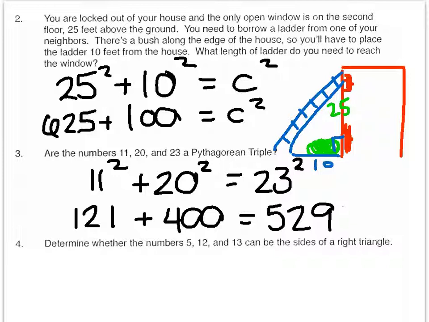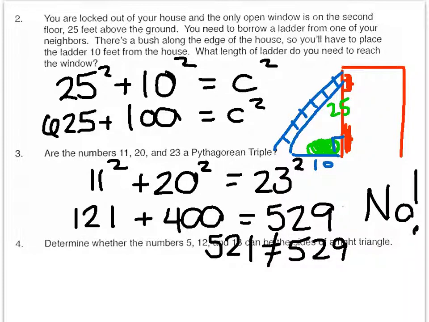121 plus 400 is 521. 521 does not equal 529. So we're going to say no. Not going to happen. Okay?